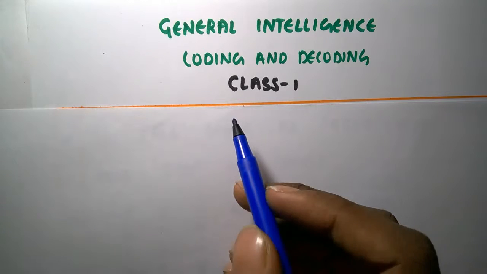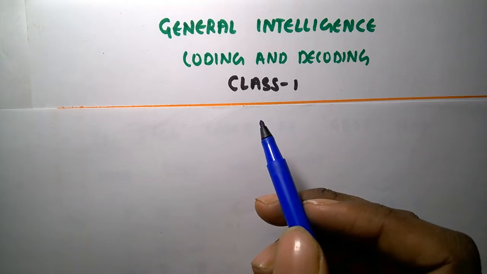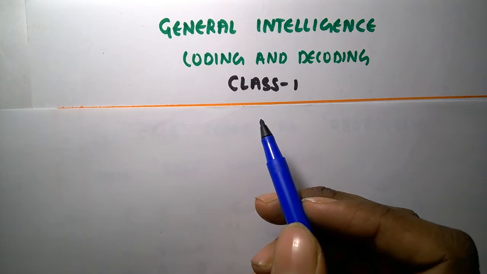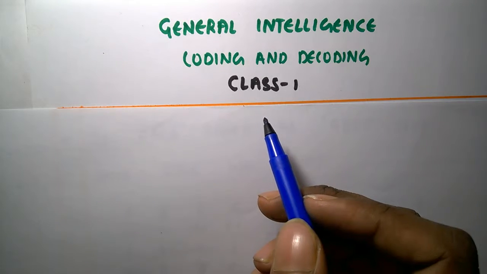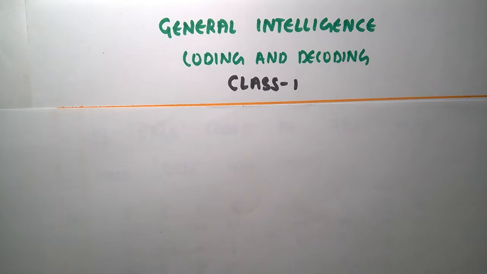So in this video, I'm going to explain general intelligence, coding and decoding. And this is class 1, guys. From now onwards, we are going to discuss each and every video and each and every topic about reasoning, aptitude, GK and also English. From now onwards, I will take daily 5 to 6 videos, guys.